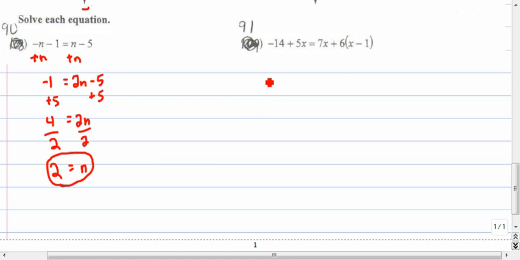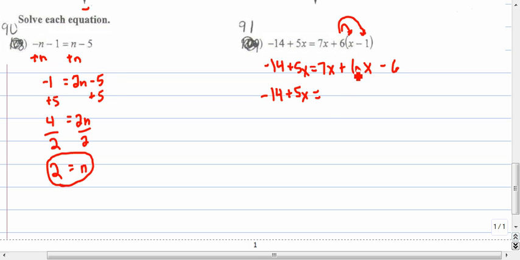And the last problem that we have here, I know that I need to distribute this 6. So I've got 7x plus 6 times x is 6x minus 6 times 1 is 6. Now we need to get all of the variables on one side by themselves, but first we're going to combine like terms. So I've got negative 14 plus 5x is equal to 7x plus 6x is 13x minus 6. So now I'm going to subtract 5x from each side.